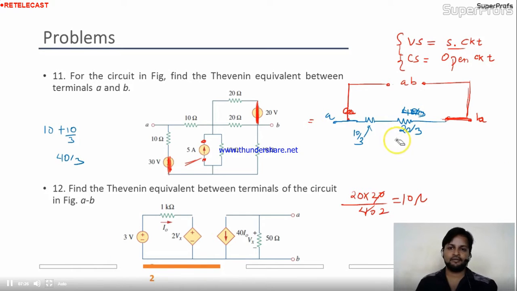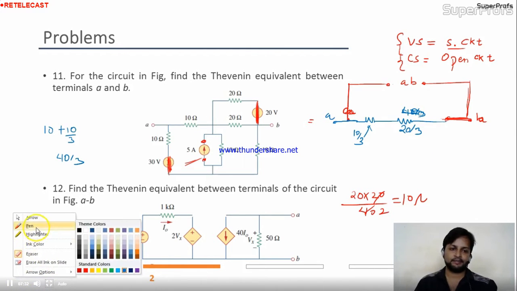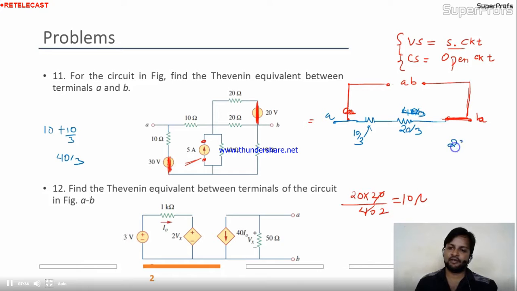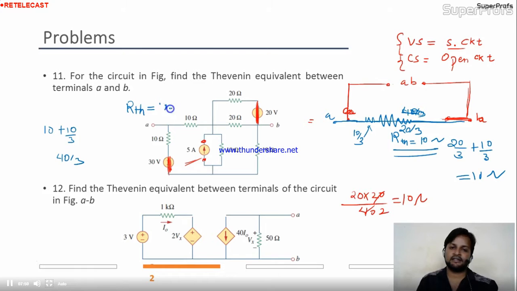Okay. Now 20 by 3 and 10 by 3, they are connected in series. So 20 by 3 plus 10 by 3, the final is 10 ohm. So the resistance between these two points A and B is nothing but RTH, and that is 10 ohm. Is it okay? So for this particular circuit, you have calculated RTH, and that is 10 ohm.